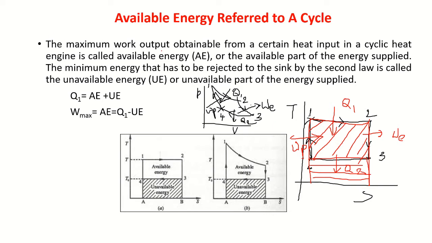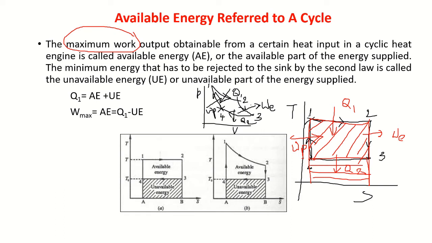So the maximum work output obtainable from a certain heat input in a cyclic heat engine is called available energy. I'll use the word maximum work output, that we will see. So far whatever I said, it is a reversible one. Whether it is maximum is the question.